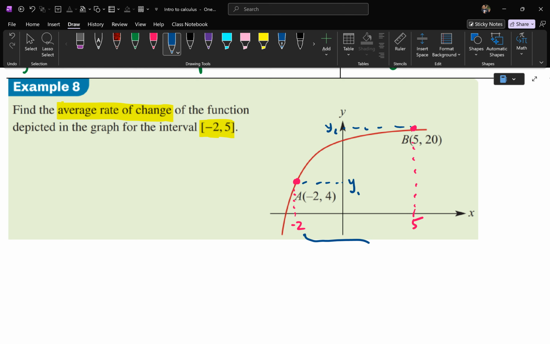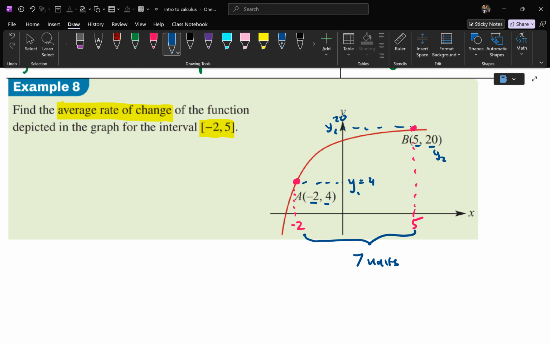From -2 to 5, what's my distance? How many units? 7. So I got 7 units of whatever that represents. Who knows what it represents? But the vertical distance, I went from y1. What's y1 equal to? 4, because it says here -2, 4. So this point here must be 4. And then y2 is clearly at 20.